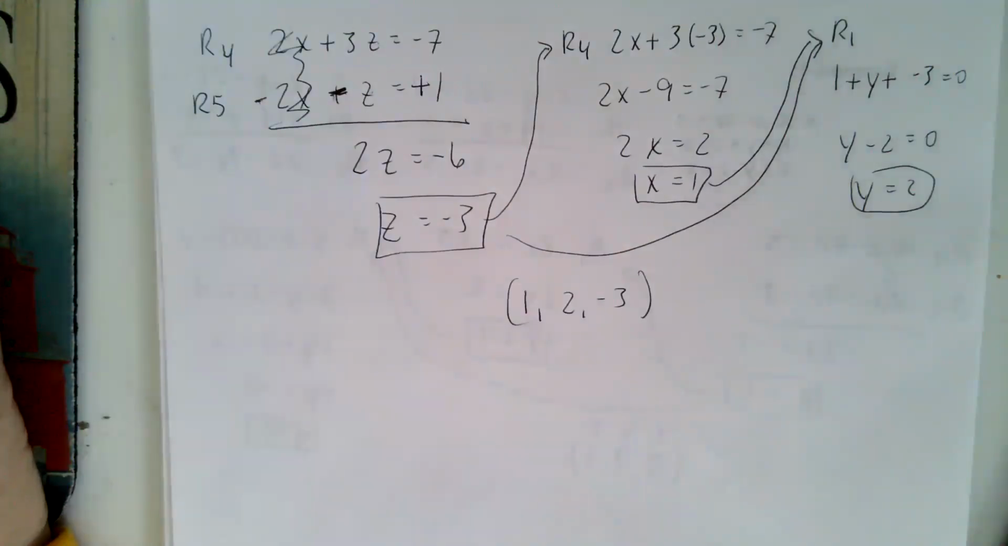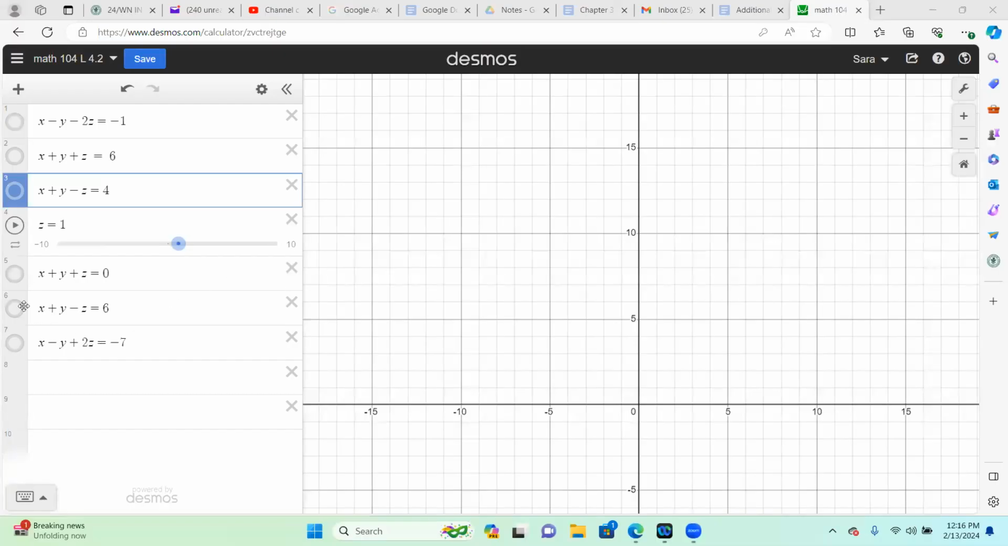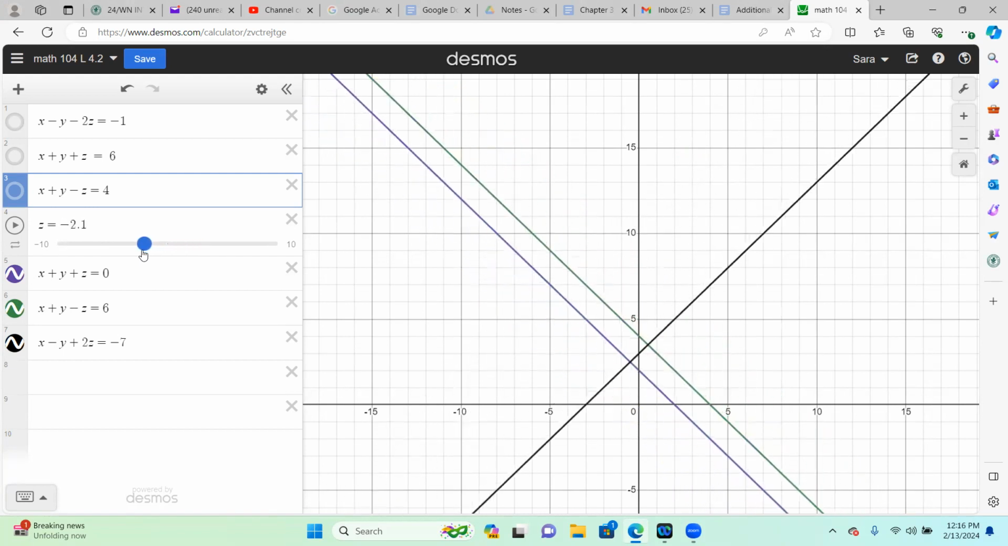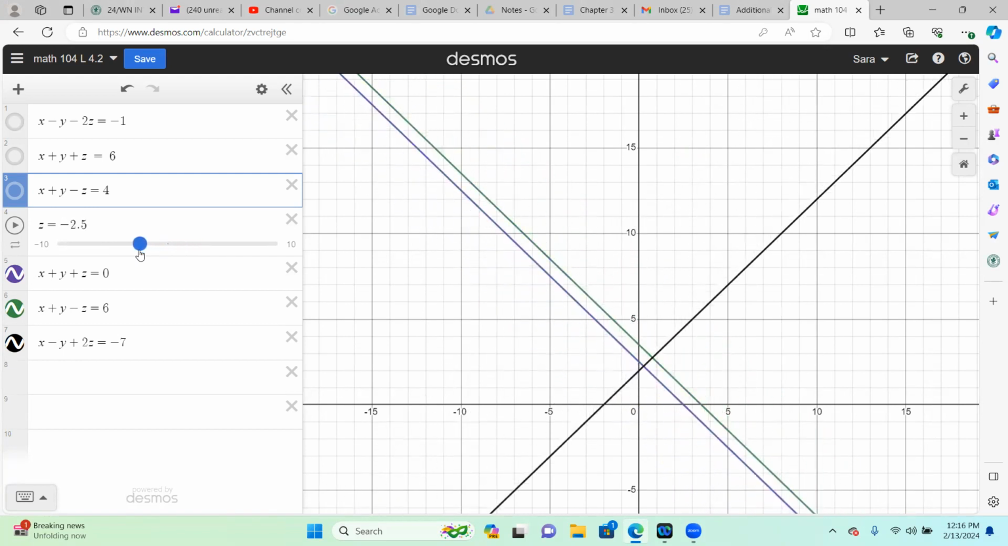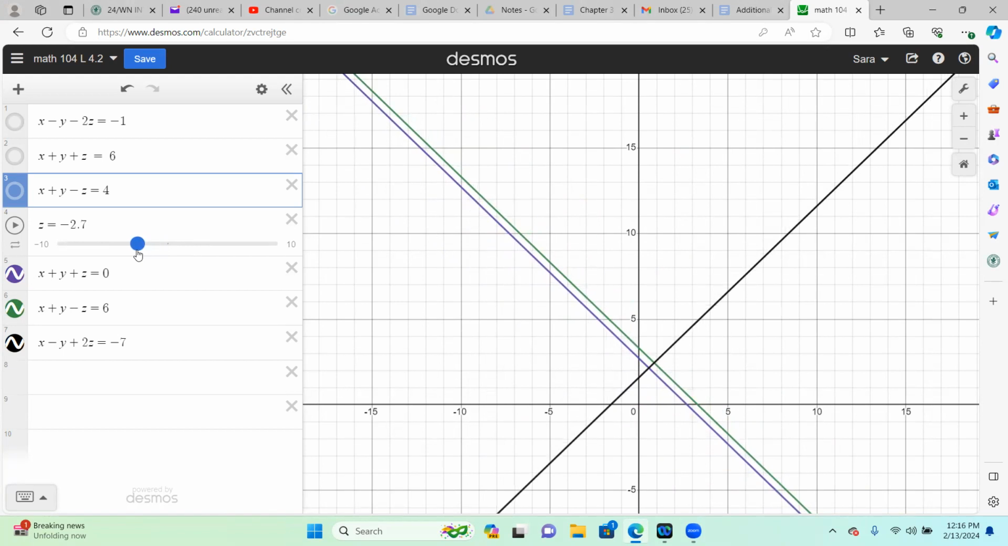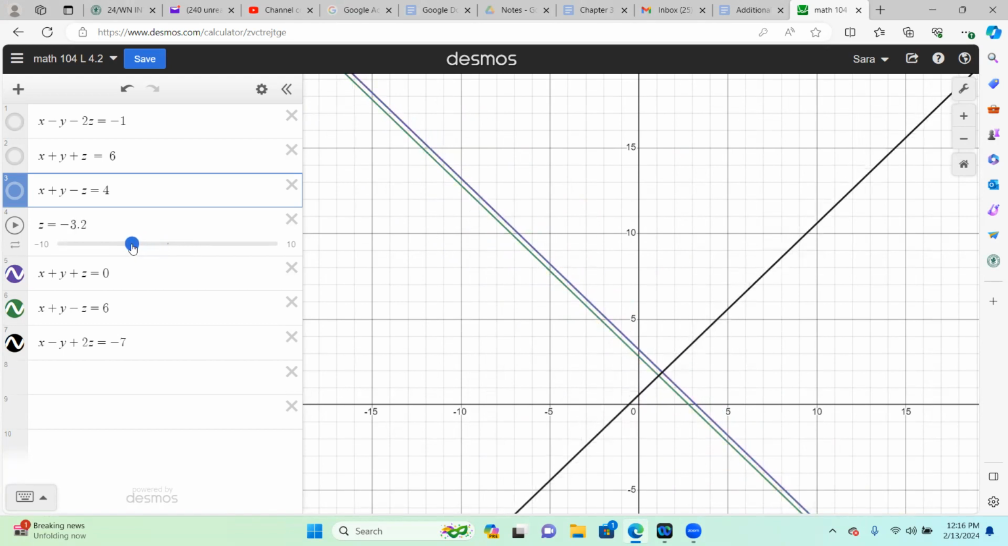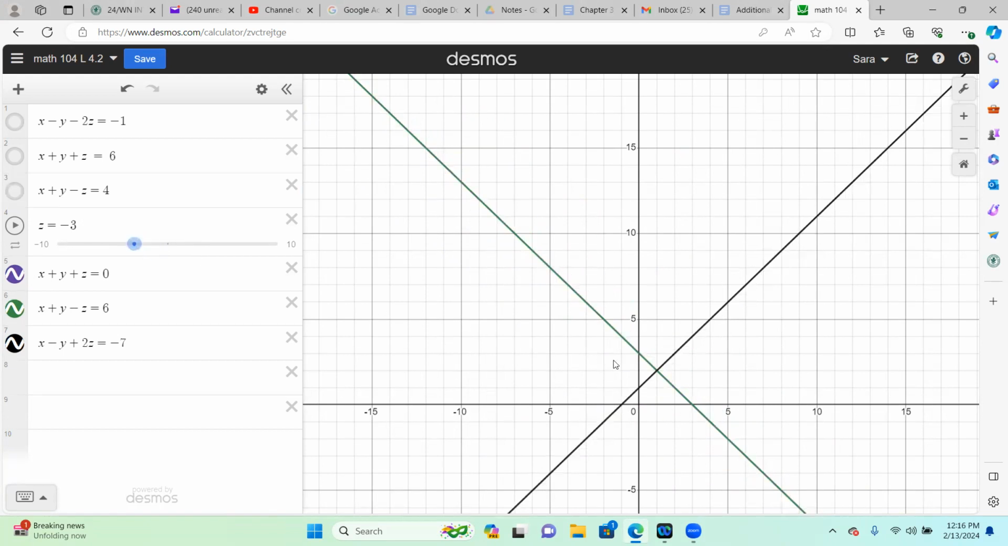Let's go to Desmos and check it out. Here are my 3 lines that I'm looking at, and I'm going to use my same slider. That's the cool thing. Once you've got the slider, you can use the same one. And I'm moving it to where I think z is a negative 3 this time. There it is. And then I can click on one of the lines and it will tell me the x and y are 1 and 2.